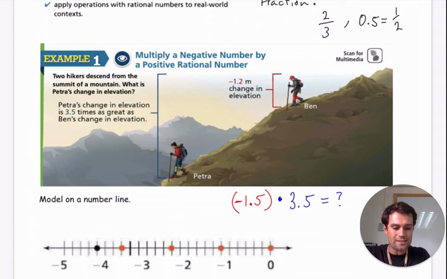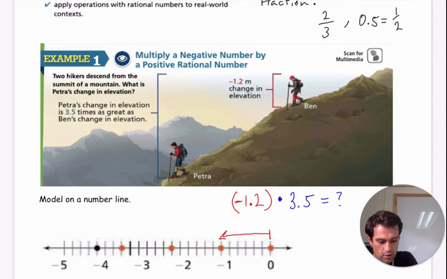So we can represent this as, I don't know why I wrote 1.5. It is 1.2, checking to see if you're paying attention. Okay, good, you caught that. I'm glad that you are listening. Okay, so the change is going down 1.2 each time, 3.5 times.